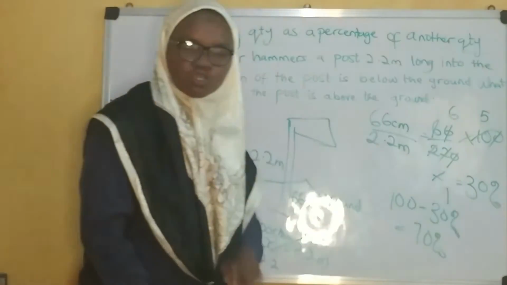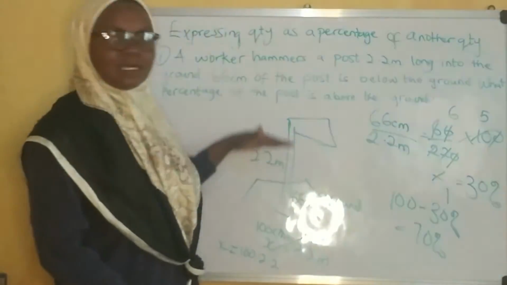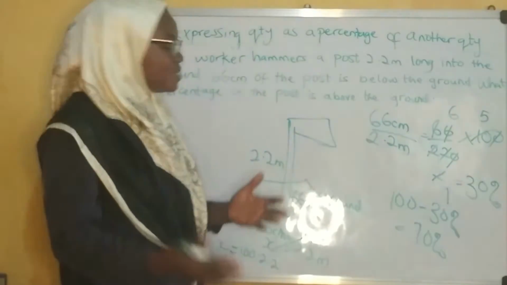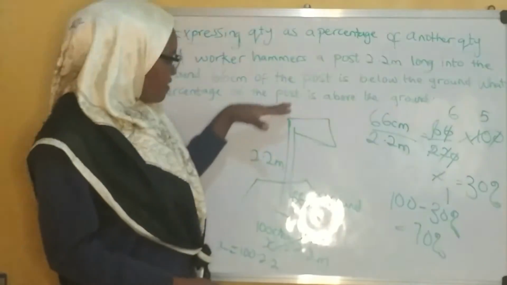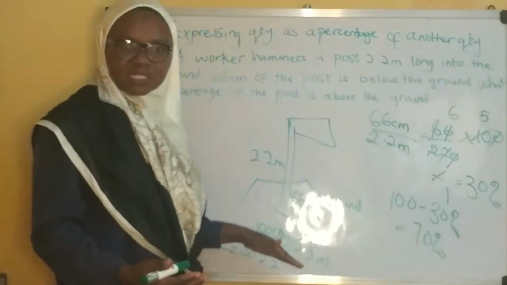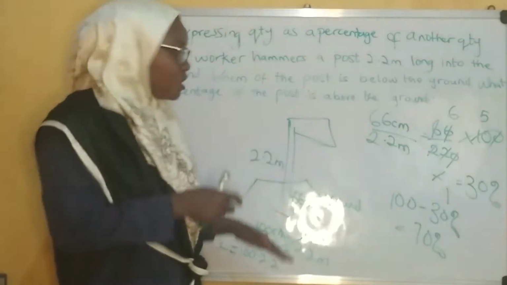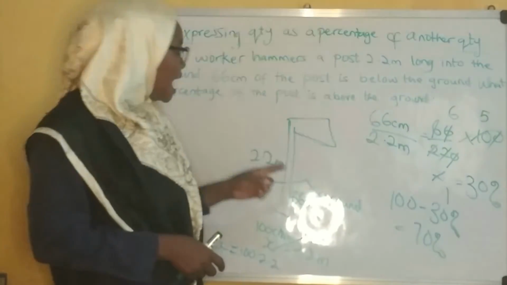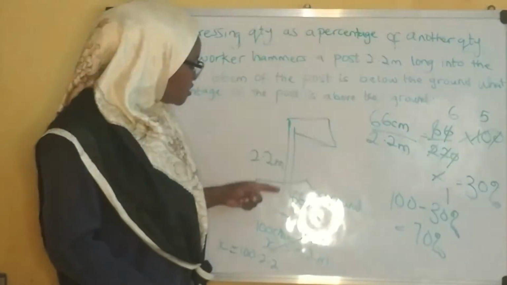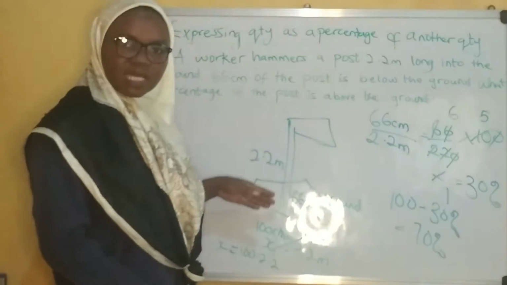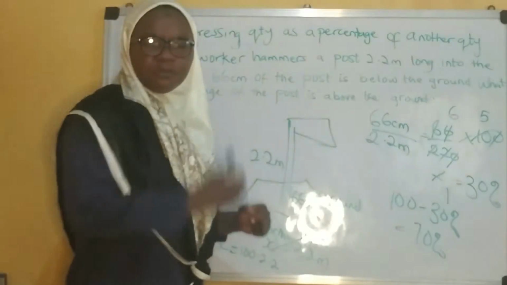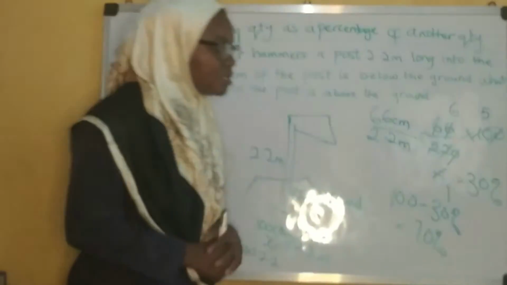Now, the percentage equivalent of this post that is inside the ground is what we calculated as what? 30%. So what then is the percentage of the one that is above the ground? That means it is going to be what? 100 minus 30. Because we are assuming that everything is 100% generally. So this below the ground is 30%. It then means that I'm going to subtract 30% from 100%, and it will now give me 70 for this. So from here to here is 70%. From here to here is what? 30%. Everything totally is now what? 100%.